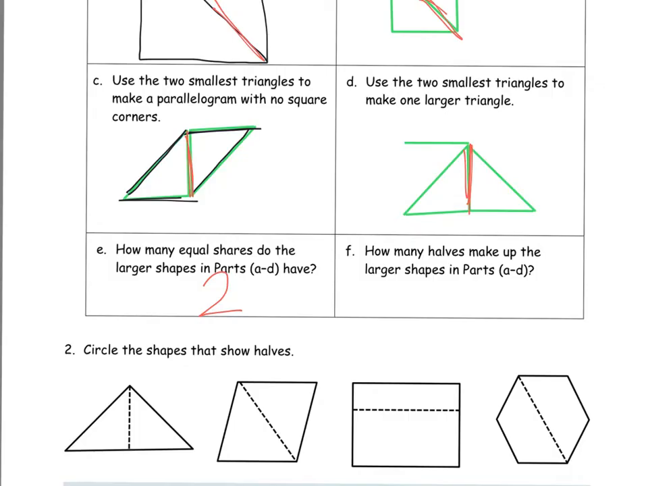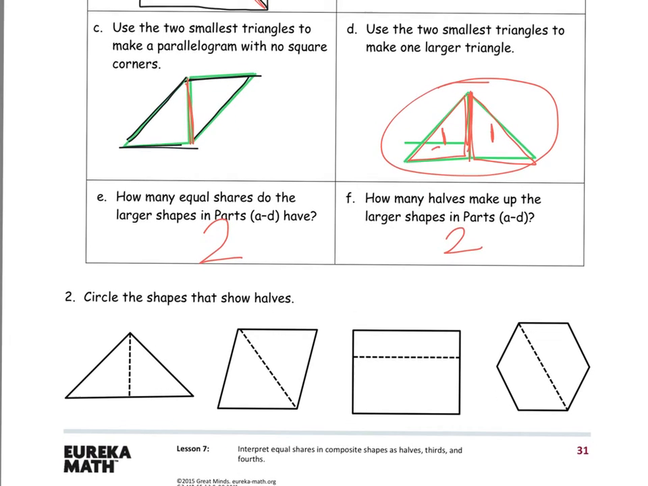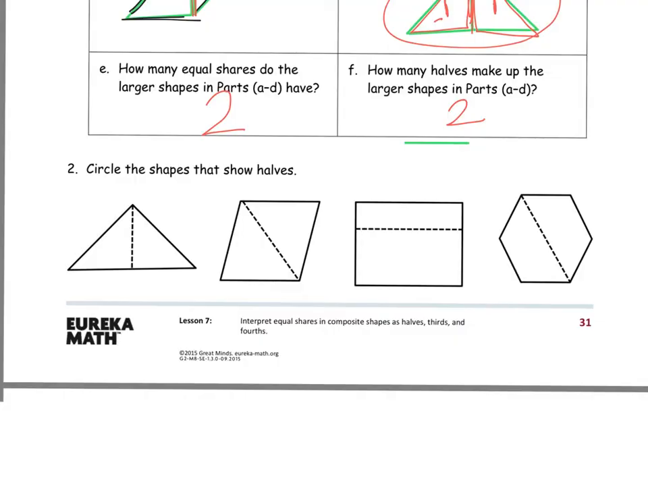How many halves make up the larger shapes in parts A and D? So we have one half here and one half here. So how many halves make this whole thing? There's two halves because this is a half and this is a half, and those two pieces together make a whole. So there's two halves. And the line in the middle there, cutting that shape, or where the two pieces were put together, that shows us that we have two equal parts.